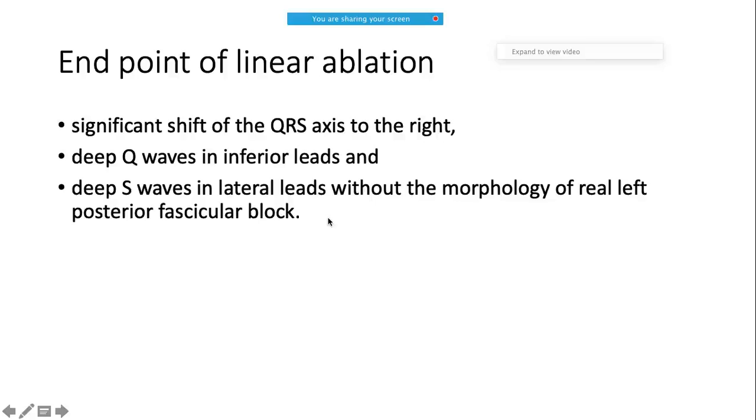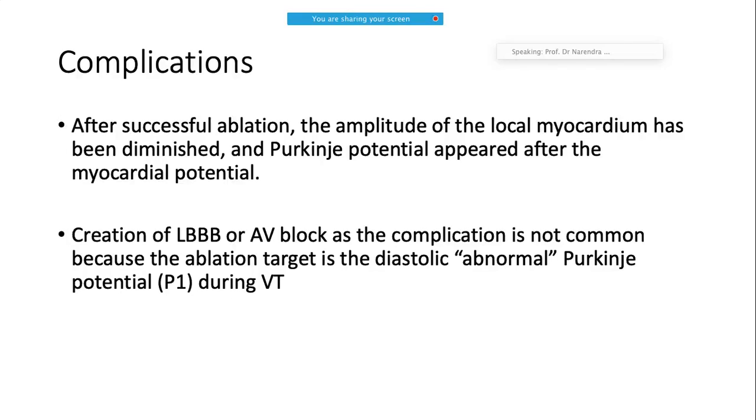Okay, so you may be able to see even the deep S wave in the lateral leads without the morphology of the real left posterior fascicular block. Even when you're trying to treat such tachycardias invasively, complications may be seen. For example, if you are able to do a successful ablation, the amplitude of the local myocardium will be diminished and the Purkinje potential tends to appear after the myocardial potential, which I already showed you. A lot of times, left bundle branch block may be seen. Otherwise, sometimes even AV block, if you are close to the His area.